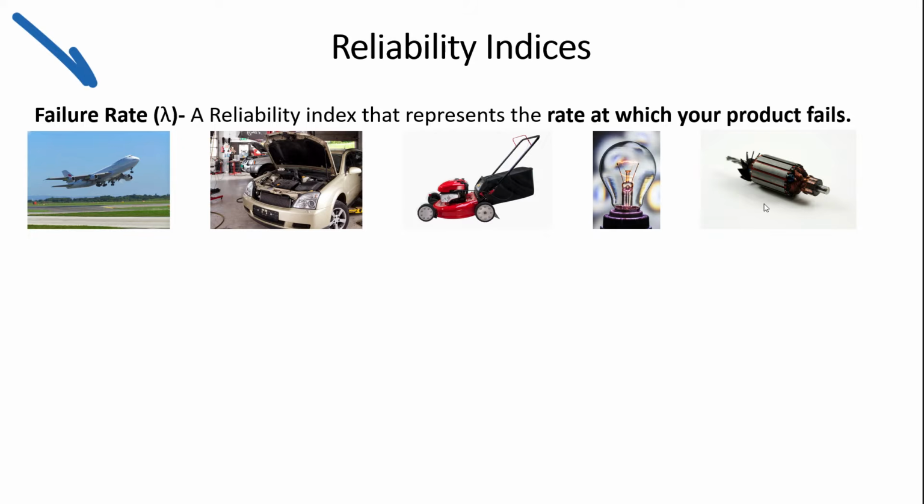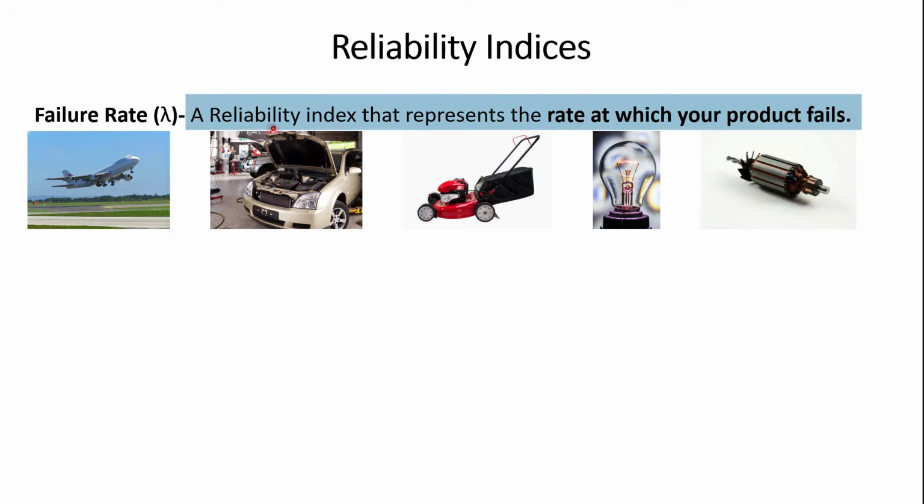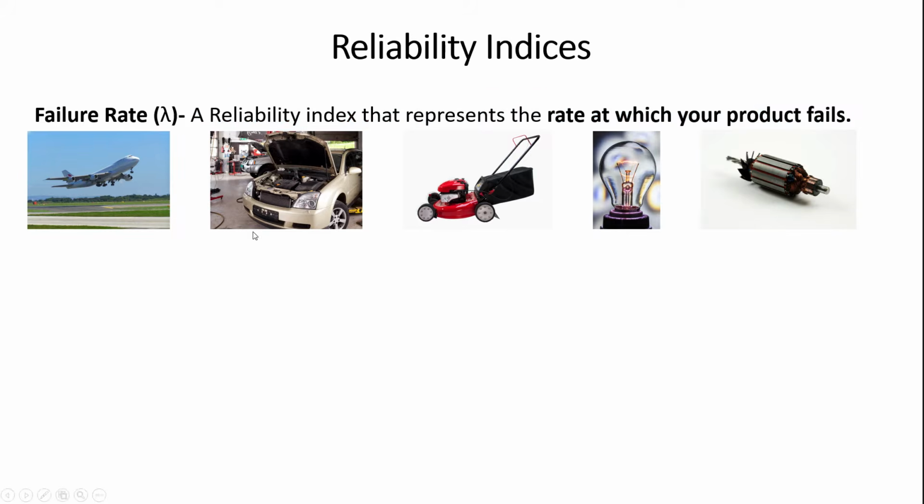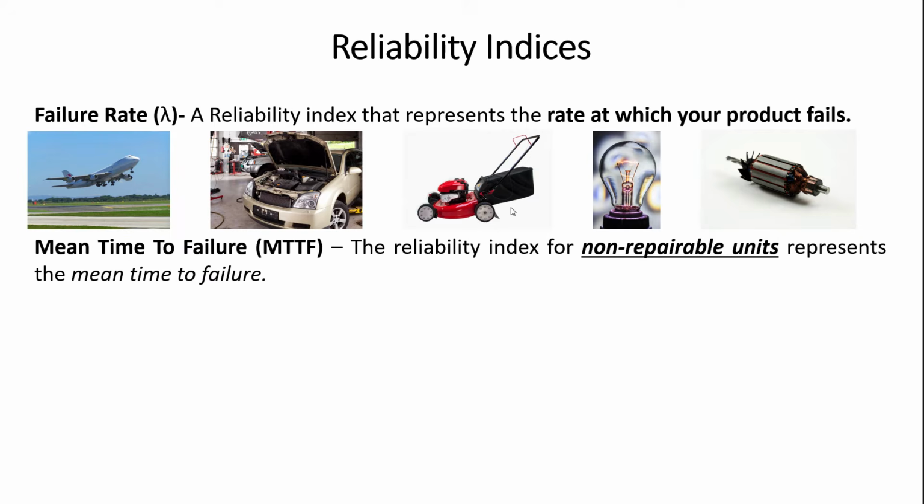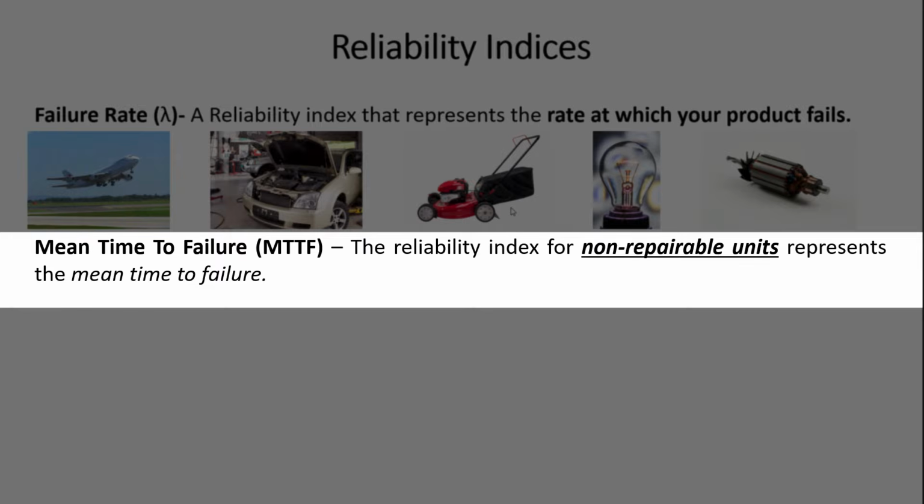All right, so let's get into those reliability indices. The first one I want to talk about is called the failure rate. This is the most basic reliability index, and it simply describes the rate at which your product fails over time. And I've included a bunch of pictures here. Light bulbs fail, lawnmowers can be used for a particular period of time and then they fail. That's essentially the failure rate. And so oftentimes we like to talk about the rate at which a product fails over time. Now, the more meaningful metric that you'll hear most often is something like mean time to failure.